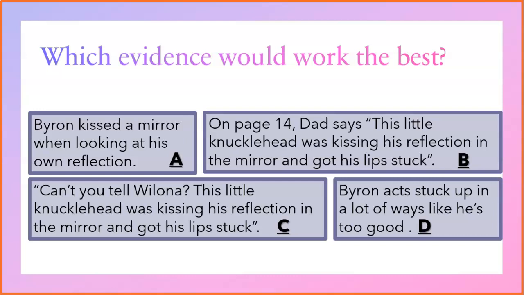C says, "Can't you tell, Willona, this little knucklehead was kissing his reflection in the mirror and got his lips stuck?" So that's a direct quote, which is good, but I don't know what page it's from, and I don't know who's talking. So that's good, but is not as good as B. And then D says, Byron acts stuck up in a lot of ways like he's too good. That's useless evidence. That's an opinion, and it doesn't have any facts to back it up.